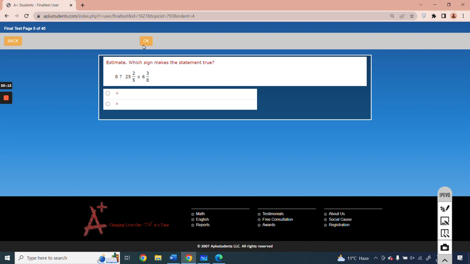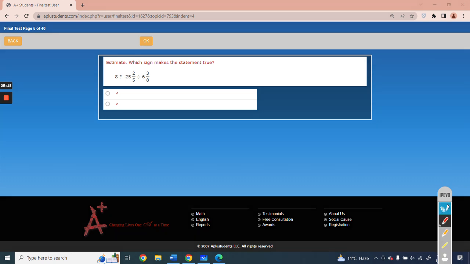Okay, estimate which sign makes the statement true. You have to estimate the answers. So just solve this side and find the answer. Convert them into improper fractions. 25 times 5 is 125 and plus 2 is 127 over 5. Then 8 times 6 is 48, 49, 50, 51 over 8. Got it? You have to estimate. Sorry, you don't have to convert into improper fractions. So you have to estimate the numbers.